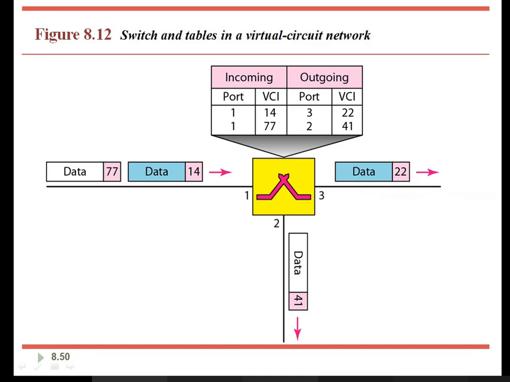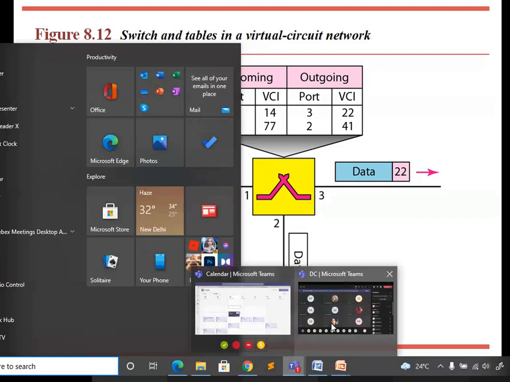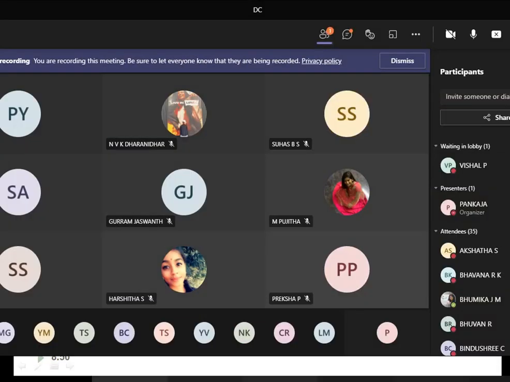Okay, you can just observe. So there is a frame arriving from port 1. Observe the diagram very carefully. So this is the data. This is the first data. Consider there are two data coming. One is having VCI 14 and another one is having VCI 77.